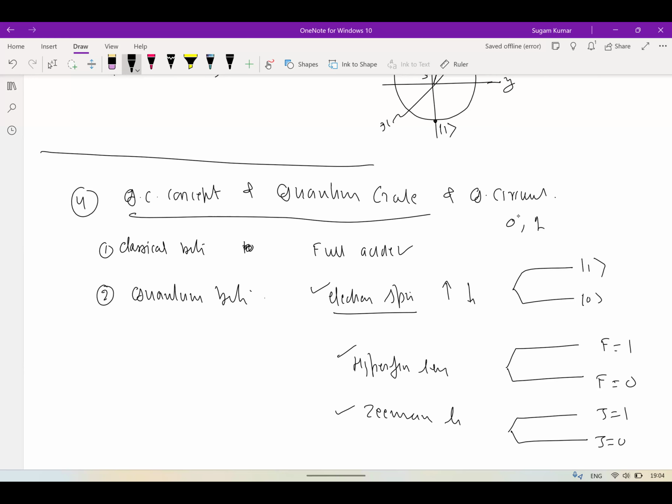But if we are using only this 1 and 0, two levels, then this system is no longer different from the classical system. And this is where the concept of superposition is going to help us, because these two basis states are definitely there, but there is another legitimate quantum state in quantum mechanics, that is the superposition of these two basis states.